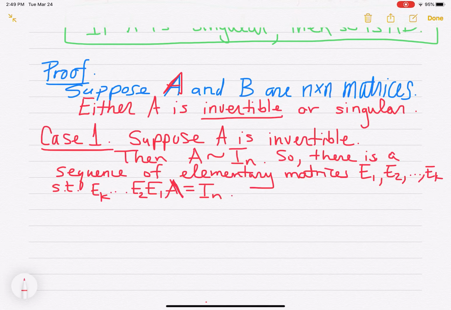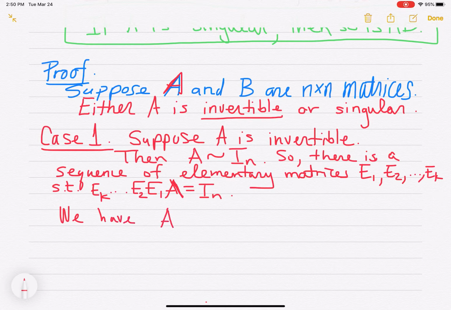Now, what we want to do next is multiply by the inverse of each elementary matrix. So we know elementary matrices are invertible, so we're going to multiply on the left by EK inverse, and that's going to get rid of EK, and then on the left by EK minus 1 inverse, EK minus 2 inverse, and you keep going.